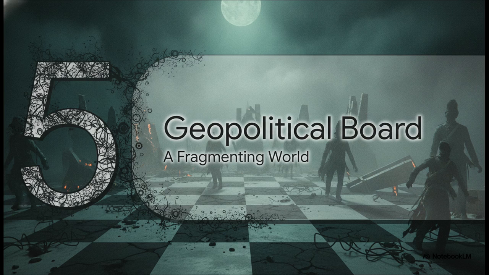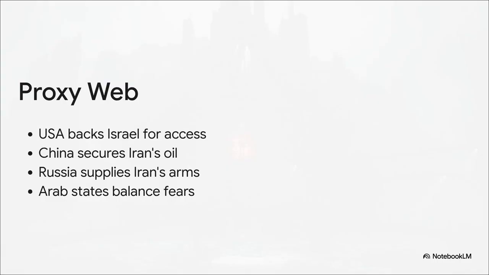Section 5. The geopolitical chessboard. Now, let's pull all this together. We are currently watching the old, globalized system unravel right before our eyes, and you can see it playing out clearly on the geopolitical chessboard. Take the projected conflicts in the Middle East, like the tensions between Iran and Israel. It's not just a local fight. It's a massive, multi-layered proxy web.